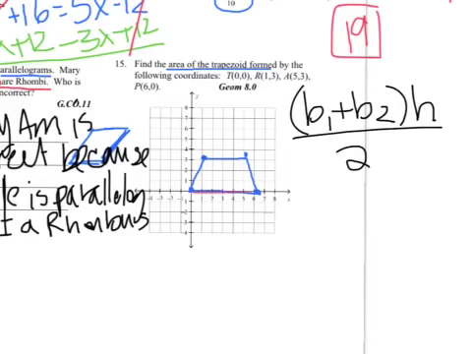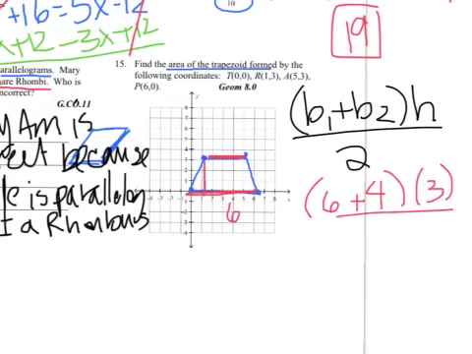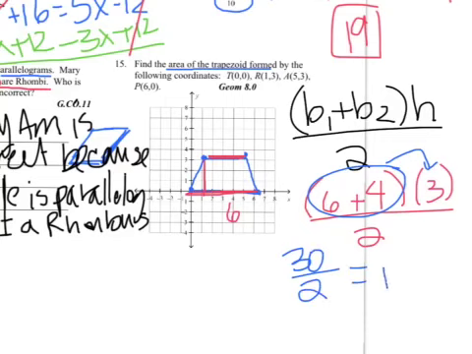And in our case, one of the bases, if you count, is 6. This base over here is only 4 squares. And then the height is straight down the side here. So the height in our case would be 3, divided by 2. So 6 plus 4 is 10. 10 times 3 is 30. And 30 divided by 2 is 15.